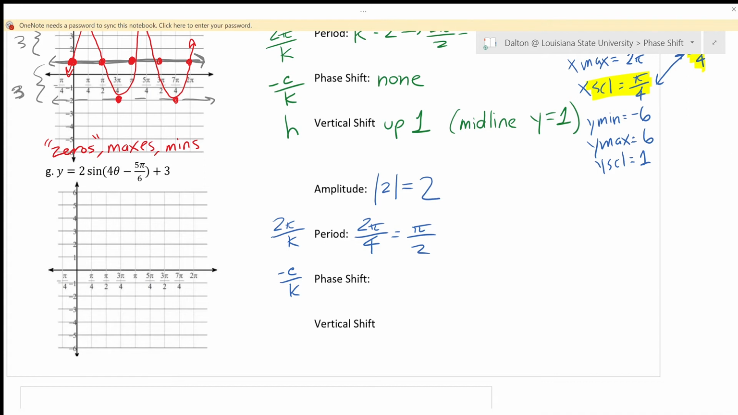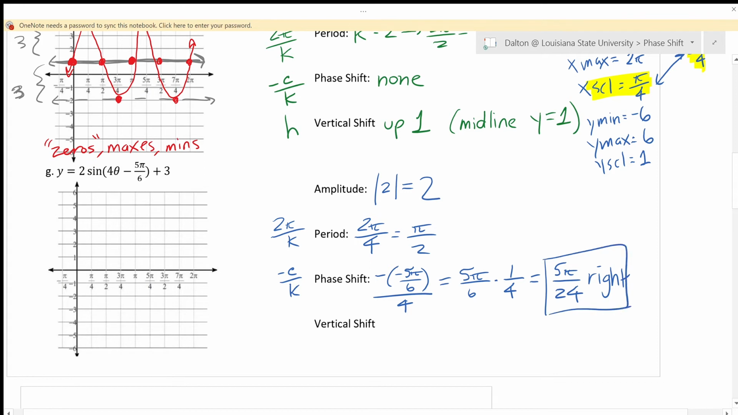Yes, make sure you include that negative. So it's going to be negative c will be negative 5 pi over 6 divided by k. You guys already told me k was 4. But when we divide this, you remember you want to multiply by the reciprocal. So negative switches to positive 5 pi over 6. Instead of dividing by 4, we're going to multiply by the reciprocal of 1/4. And then we will multiply our fractions straight across. So it's going to be 5 pi over 24. Since it's positive, this means we're going to go to the right.